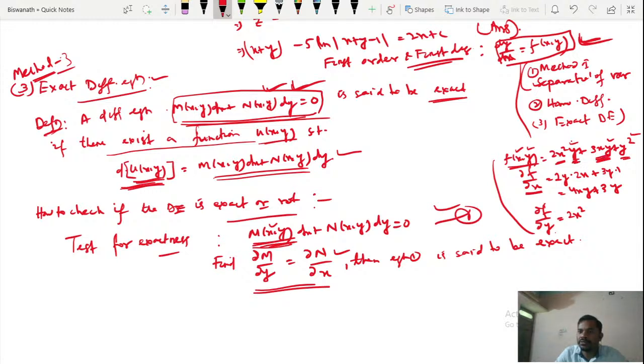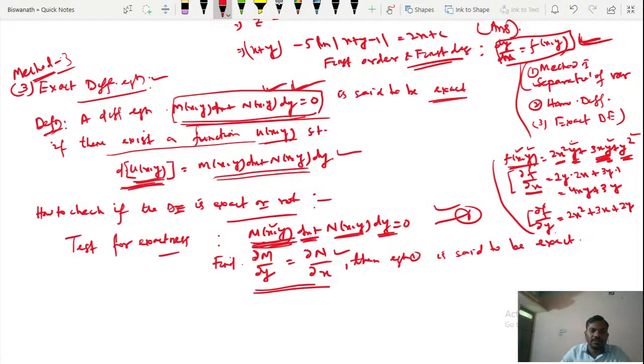Similarly there is 3xy, so you will write only 3x and derivative of y is 1. Similarly this is y square, and y square derivative is 2y. So this is all about the partial derivative with respect to x or with respect to y. So here you have to evaluate after finding m of xy, the coefficient of dx is m of xy, and the coefficient of dy is n of xy.